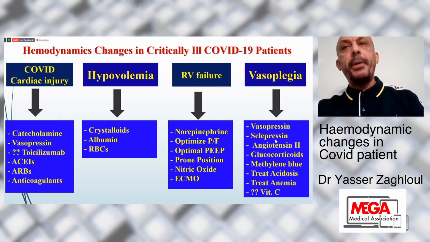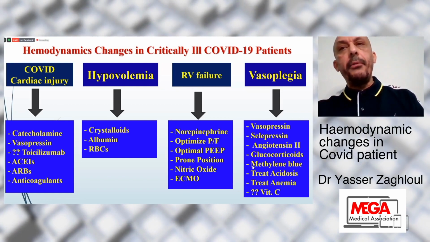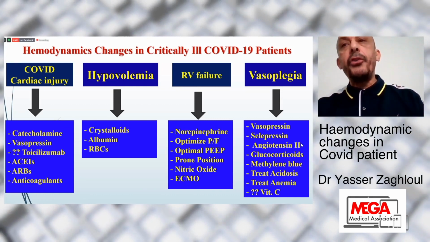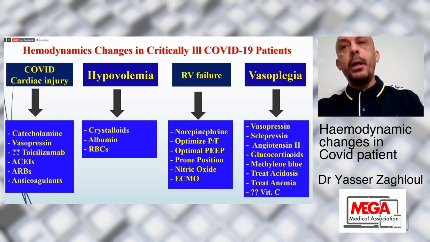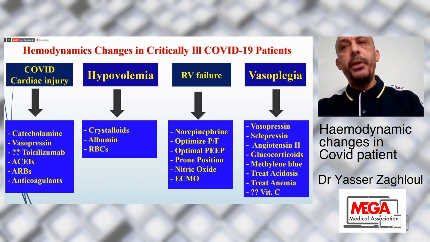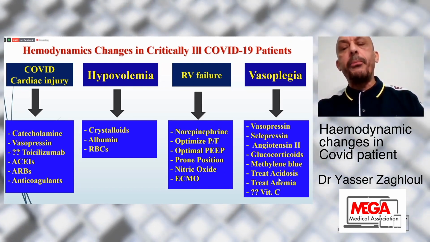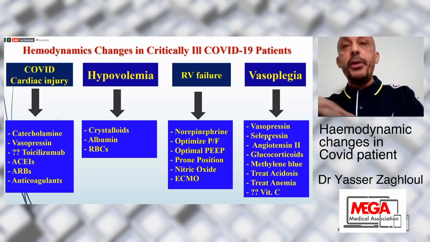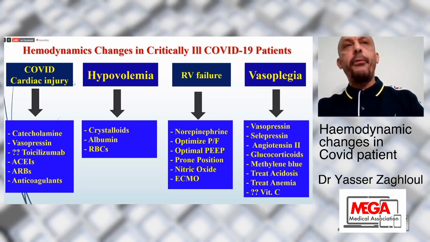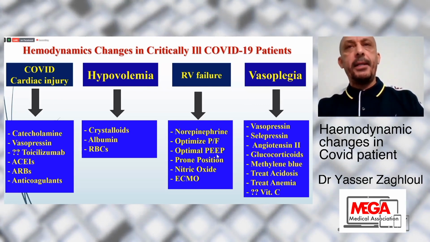Vasoplegia, this is a big problem, not responding to the catecholamines, norepinephrine or epinephrine, so you may use vasopressin. Selepressin is almost the same, but it is more specific, acting on the V1 receptors, so it has fewer side effects than vasopressin. Angiotensin 2 can be used as well. Steroids and methylene blue are suggested in case of vasoplegia, as well as treatment of acidosis and anemia, because both of them may cause vasoplegia, and maybe vitamin C. Of course, we will not mention all, but it is just for simple understanding. These are the four categories which we are dealing with in patients with hemodynamic instability.